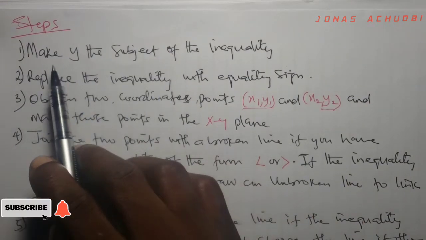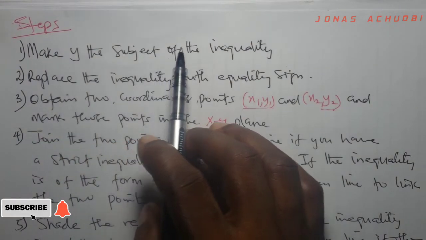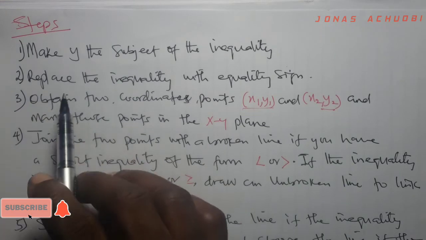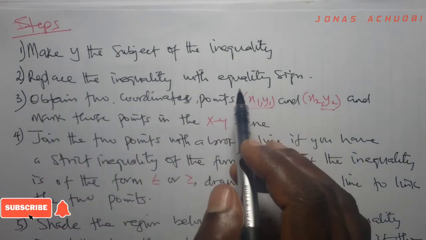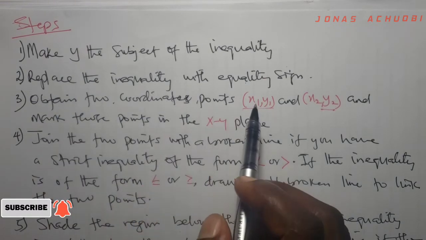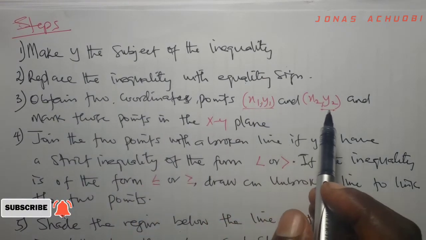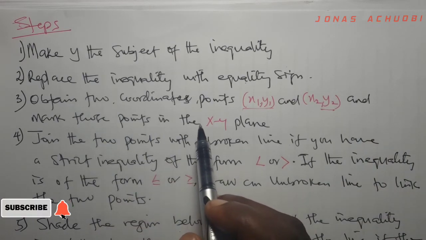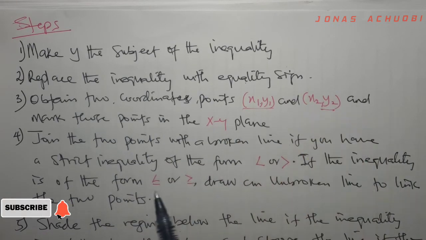Step 1. We make y the subject of the inequality given to us. After doing that, step 2, replace the inequality with the equality sign. Then step 3, we'll obtain two coordinate points, x1, y1 and x2, y2, and mark those points in the xy plane. I'm going to explain.